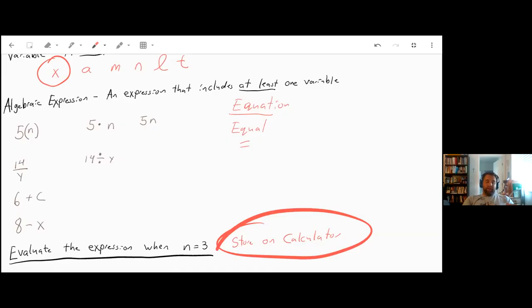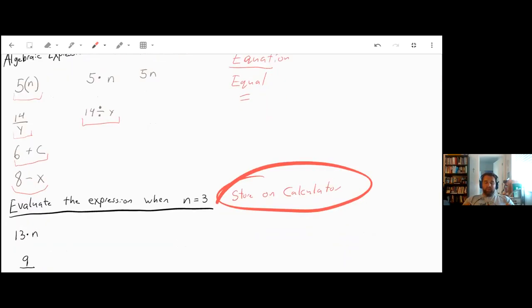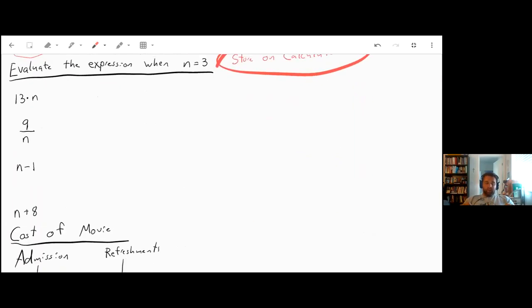So we could have 5 times n. We could have 14 divided by y, or you could use just the dividing symbol for 14 divided by y. It would mean the same thing. You could also do 6 plus c, or 8 minus x. All of those would be algebraic expressions. So now let's evaluate some expressions, both by hand and on our calculator.